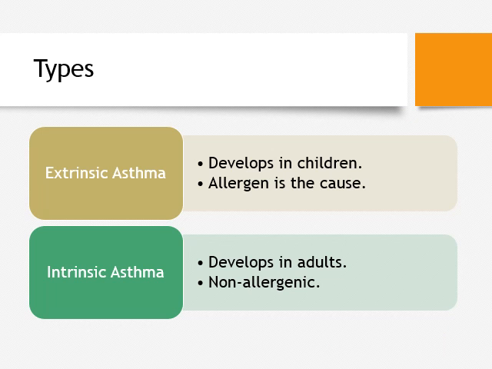Now, based on the causative factors that are causing the narrowing down of the bronchioles through inflammation or secretion of mucus or bronchoconstriction, asthma may be extrinsic or intrinsic. If the factors are extrinsic, we call it extrinsic asthma, which more often occurs in children and is basically due to the allergens. However, intrinsic asthma more often develops in adults and is non-allergenic. That means there may be some internal pathology involved in the bronchoconstriction.